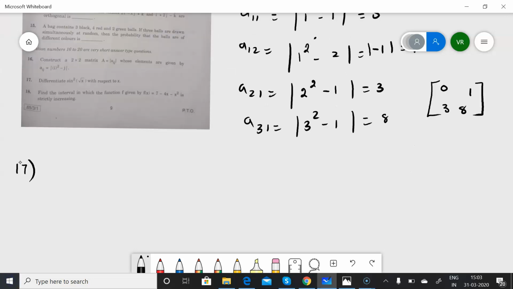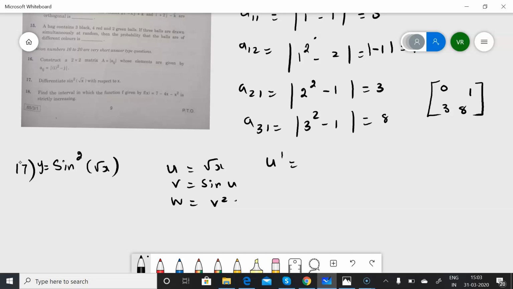17. Differentiate sine square of root x. Now let us take y is equal to sine square of root x. Now let us apply the chain rule. Let me put u is equal to root x, v is equal to sine u, and w is equal to v square. So now u dash is equal to 1 by 2 root x, v dash is equal to cos u, and w dash is equal to 2v.